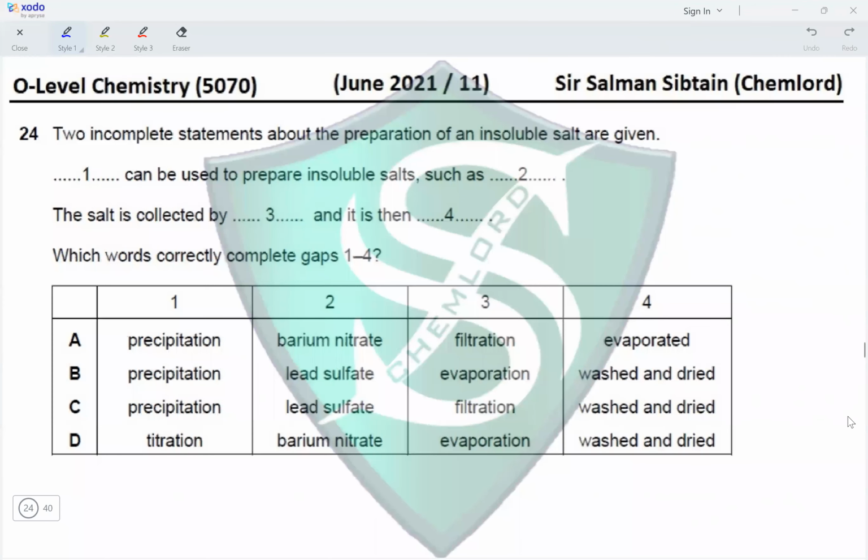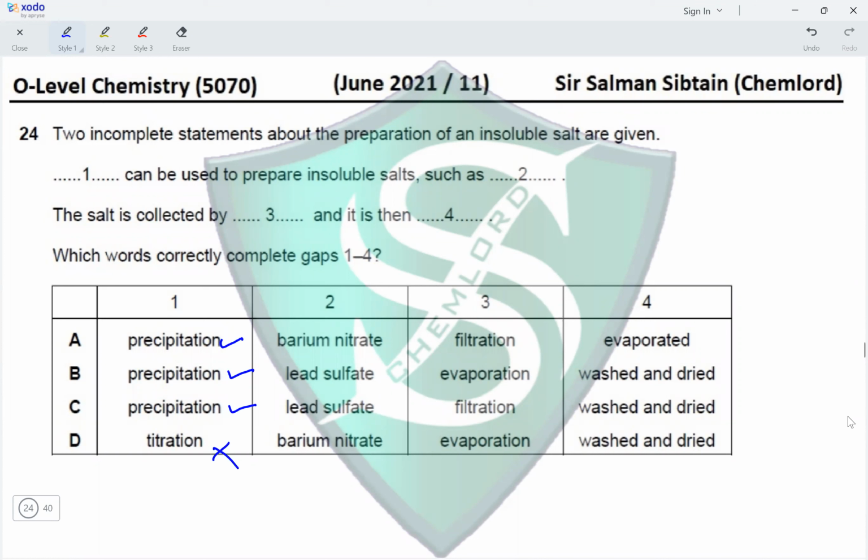Question 24. Two incomplete statements about preparation of an insoluble salt are given. Dash can be used to prepare insoluble salts such as dash. Now let's fill these dash. So precipitation can be used to prepare an insoluble salt or titration. A titration is used to produce a soluble salt. So precipitation. So first blank eliminates option D.